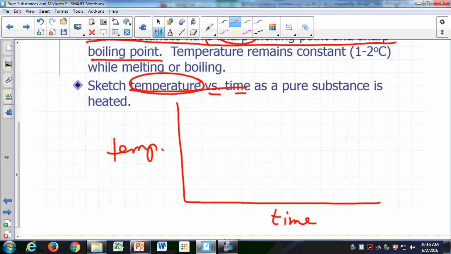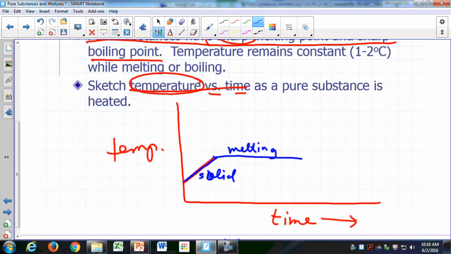Well, let's imagine it starts off as a solid. So your solid's temperature is going to rise, right? So your solid here, over time, if you're heating it. So this is time right here. So over time, if you're heating it, the temperature is going to rise. What happens when it starts melting? While it's melting, the temperature remains more or less constant within 1 to 2 degrees. So this is what happens when your solid is melting.